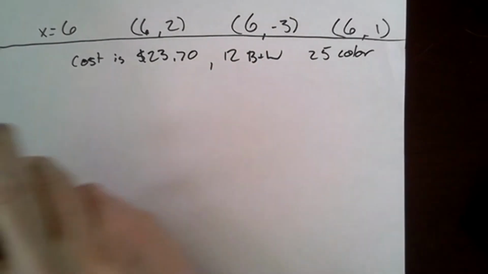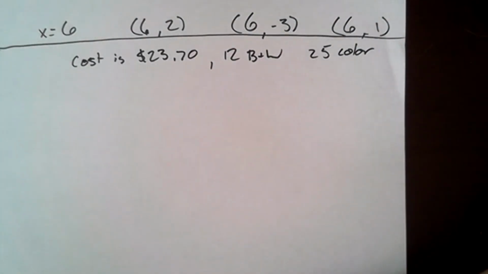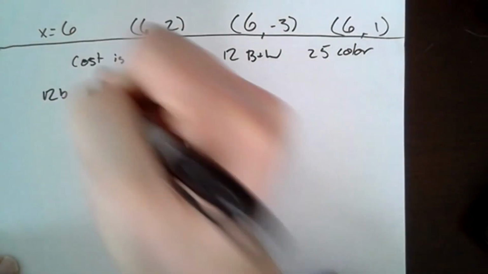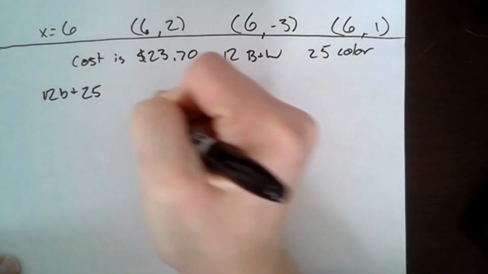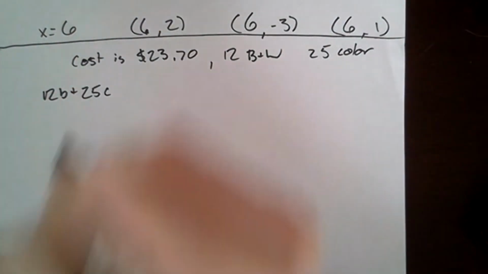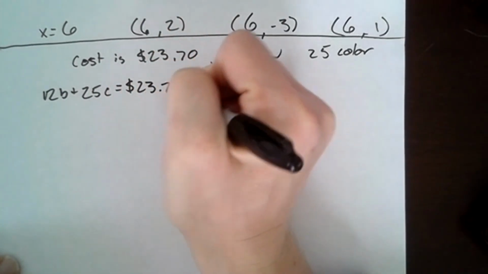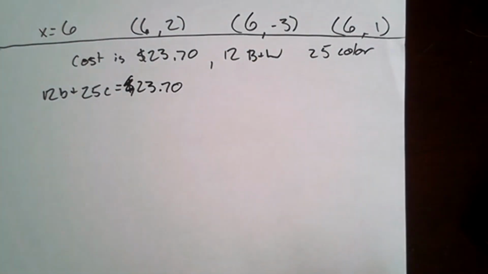So here we go. We know that B is the cost for a black and white page. That's 12 times the cost of a black and white page, which is B, plus 25 times the cost of a color page, which is C, is equal to $23.70. And we would probably just leave out that dollar sign there, but we don't have to.